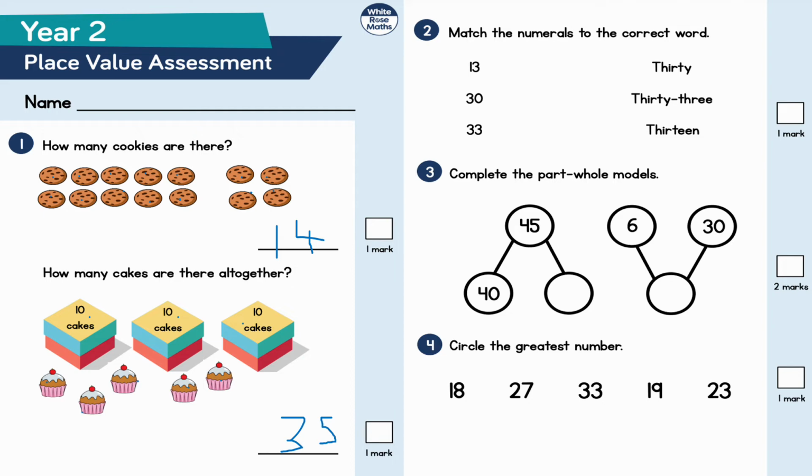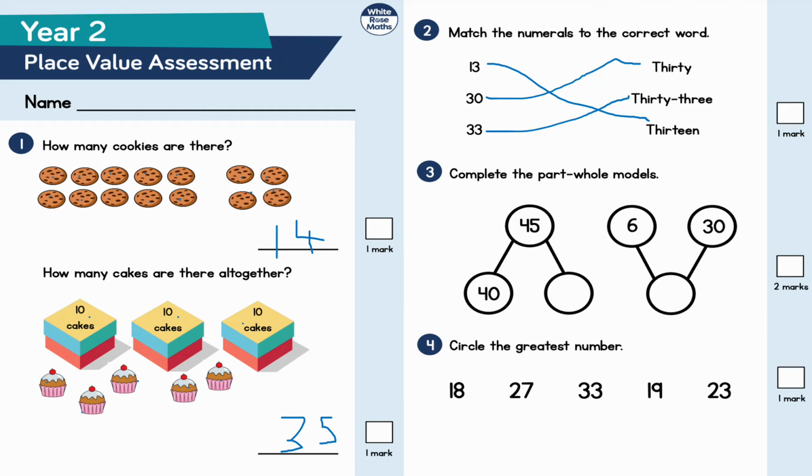Match the numerals to the correct word. 13 is pronounced like this. 13. Okay, 30 is pronounced like that. Okay, 30. This one is 33, so we can clearly see there 30 and then a dash and then a 3.